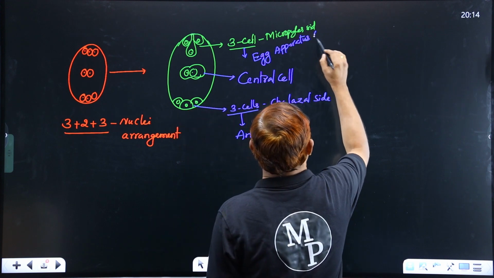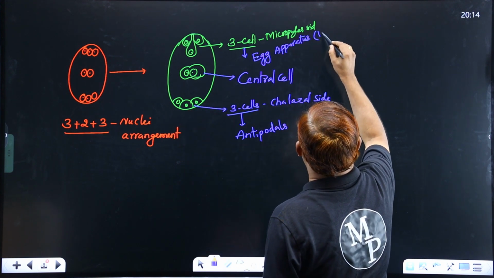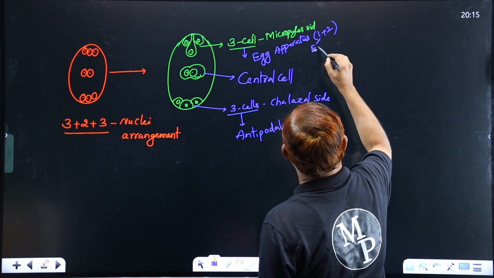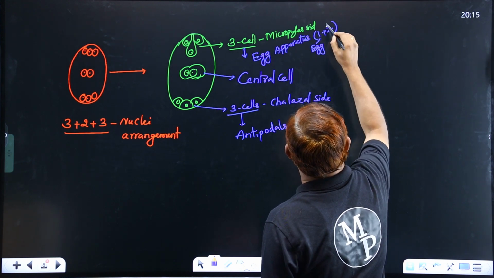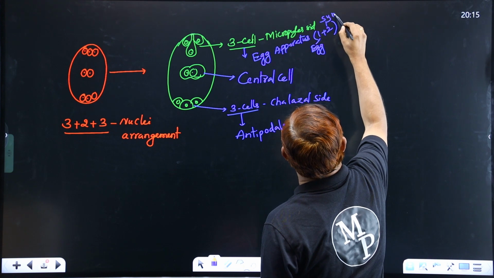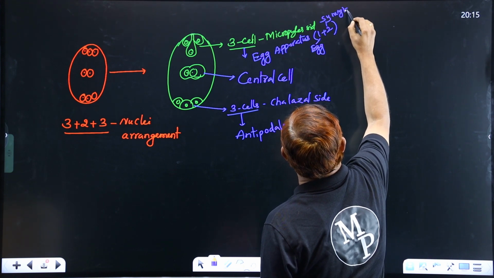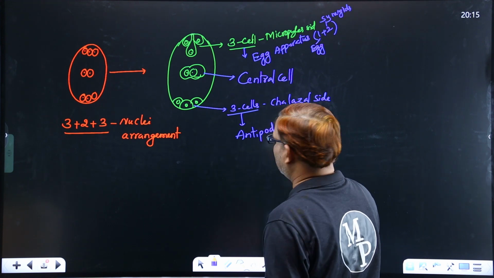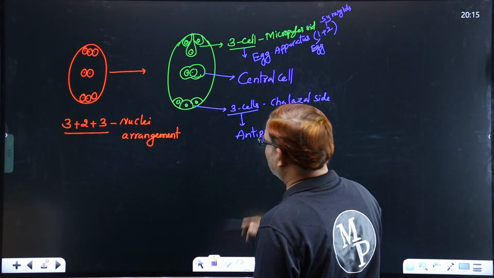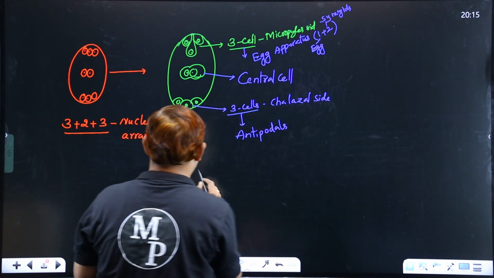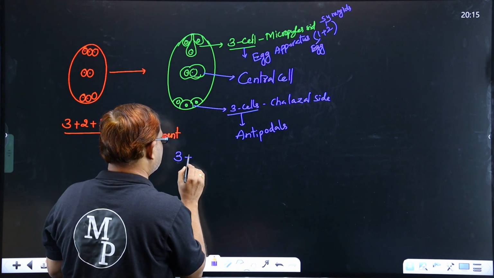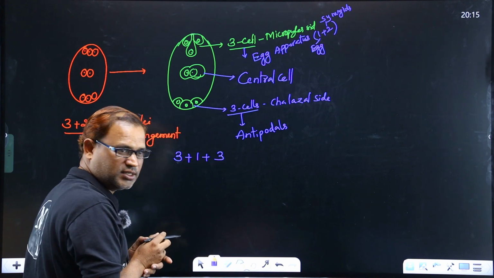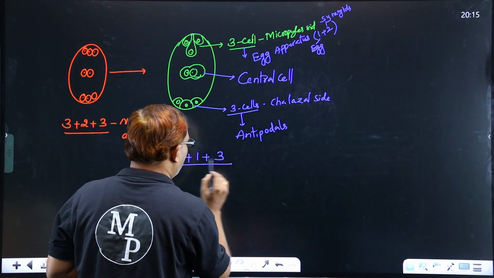Now count. In the egg apparatus, how many cells are there? A 1 plus 2 arrangement. One is the egg cell, then two are synergids. We'll see the detailed information. Now in here three cells are antipodal, and this is one central cell. Now the arrangement is 3 plus 1 plus 3.